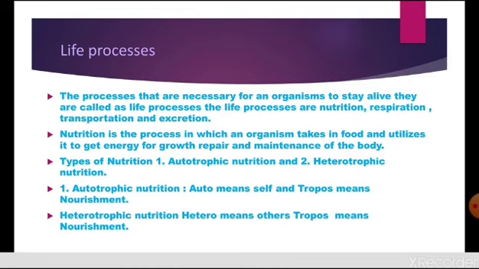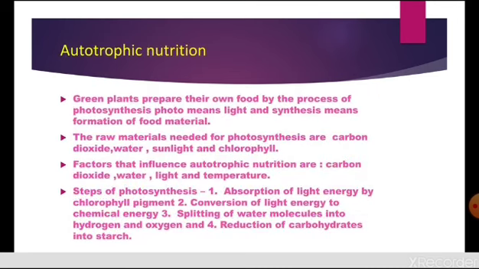Autotrophic nutrition means self nourishment. Heterotrophic nutrition means the organisms depend upon other organisms for their nourishment. Now coming to autotrophic nutrition. Green plants prepare their own food by the process of photosynthesis. The raw materials needed for photosynthesis are carbon dioxide, water, sunlight and chlorophyll.